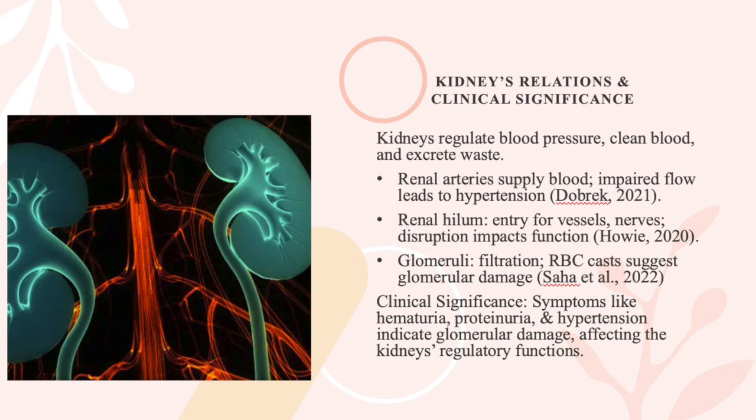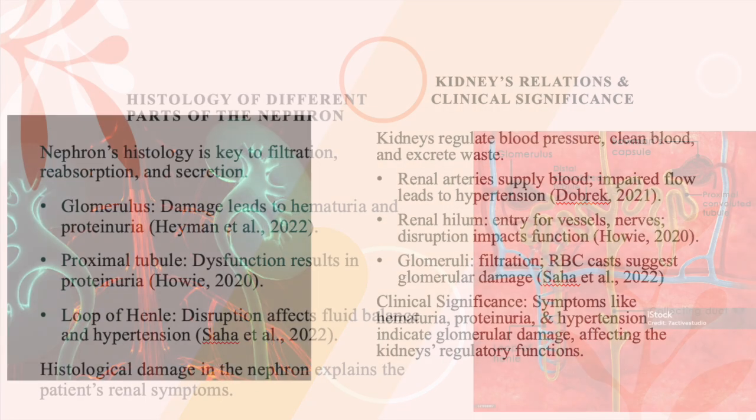Studies show that diseases affecting the renal hilum, which is a key entry point for nerves and vessels, can cause hematuria and proteinuria. The presence of red blood cell casts and dysmorphic red blood cells in the urine suggests damage to the kidney's internal structures, such as the glomerulus, impairing its ability to properly filter blood. It's likely that this patient is suffering from a glomerular disorder that's impacting both their blood pressure and fluid balance.